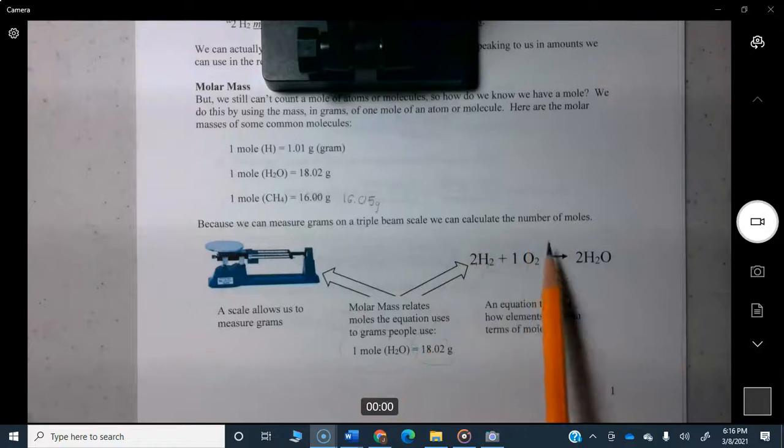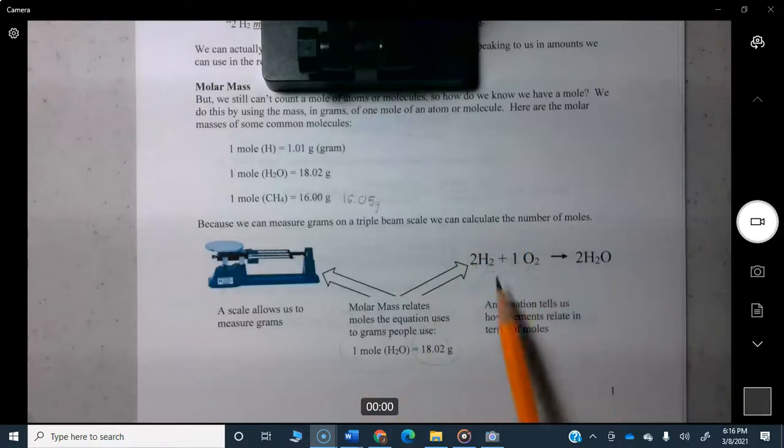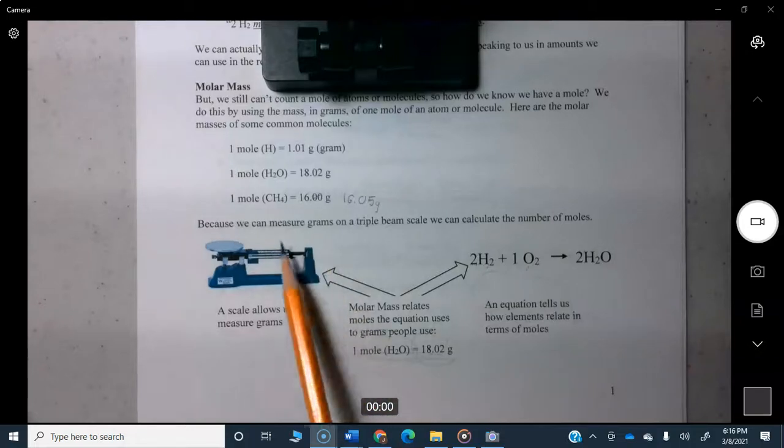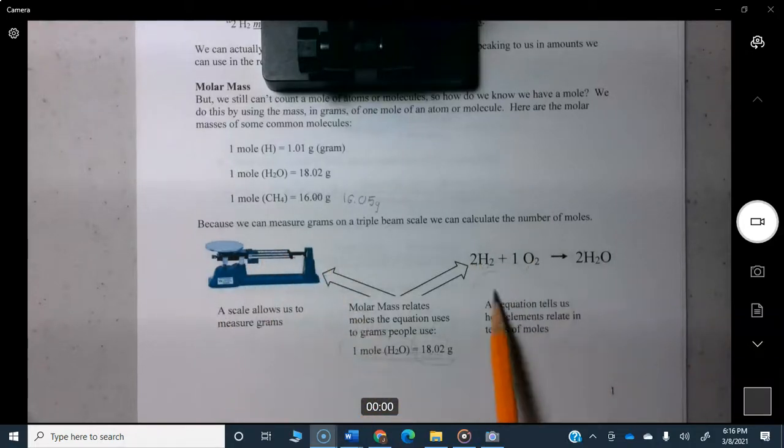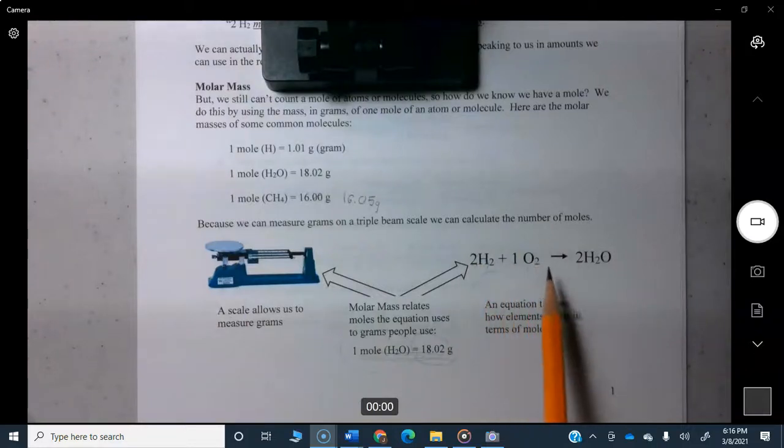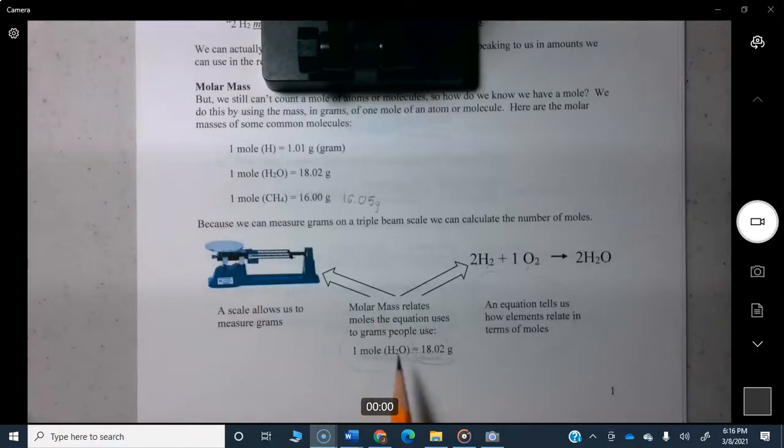But again, we can't count molecules, see molecules, or deal with moles. So we use this translator that translates from what we can do with a scale to what the chemical equation understands. Once we've done our work inside the chemical equation to figure out what we want to figure out, we can come back out and use this molar mass conversion. It's called molar mass because it relates moles to the mass measured in grams. So we can use a molar mass conversion to figure out how many grams of the substance we were trying to make or use.